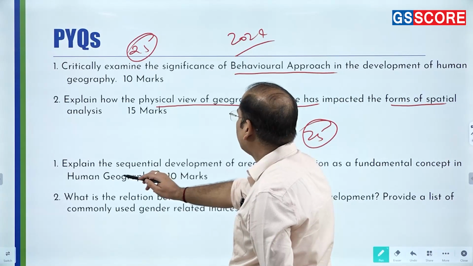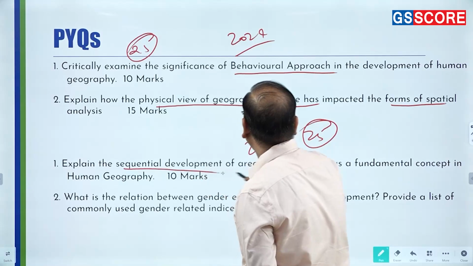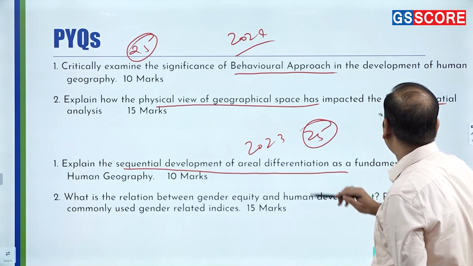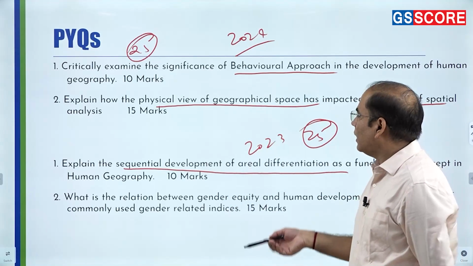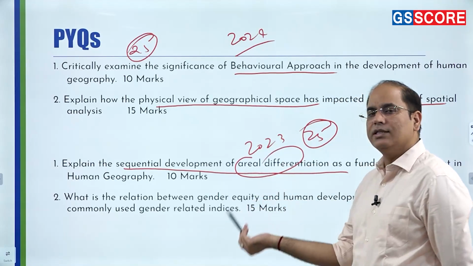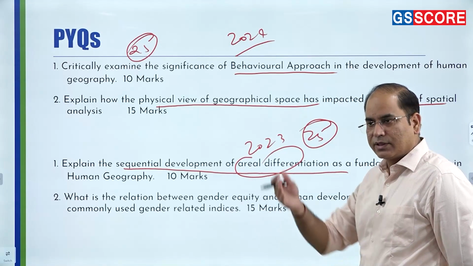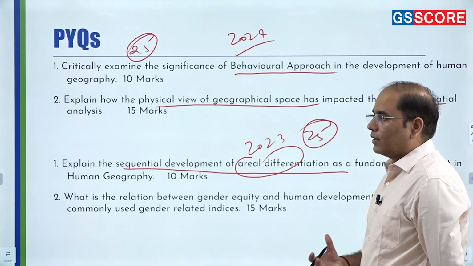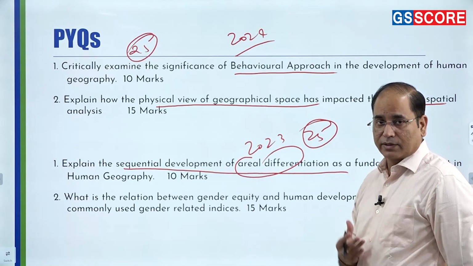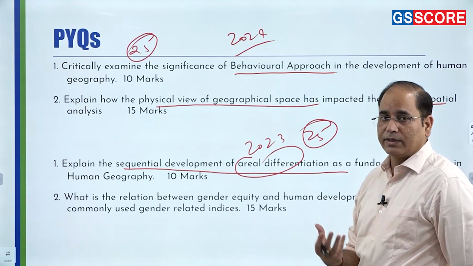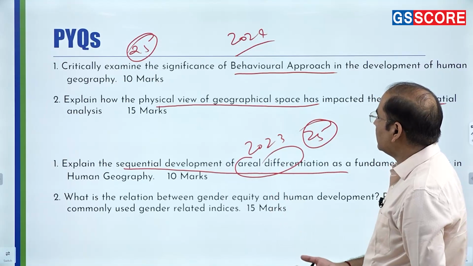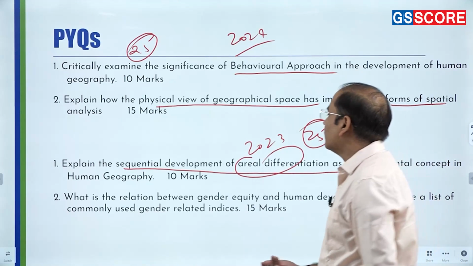When you look at 2023: explain the sequential development of areal differentiation as a fundamental concept in human geography. Again, a direct, easy question. Areal differentiation किस तरीके से evolve हुआ? Before areal differentiation, what were the different philosophies that were prevalent and how has areal differentiation developed?